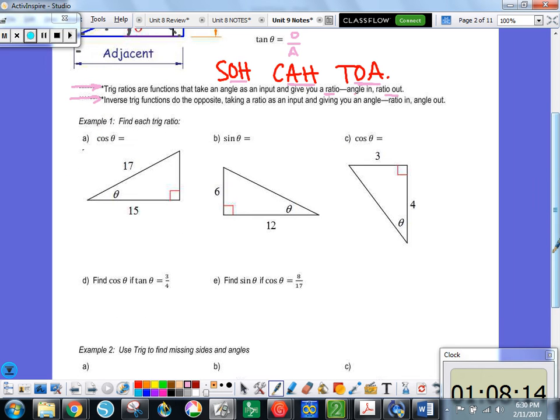So for example 1, I want you to find each trig ratio. So I'm looking for the cosine of theta. This is theta. So the very first thing you do is mark your angle, then you label your sides. Based on this angle, this is my opposite, which I don't care about because there's nothing there. This is the hypotenuse. So this has to be the adjacent. Cosine is A over H, so 15 over 17.